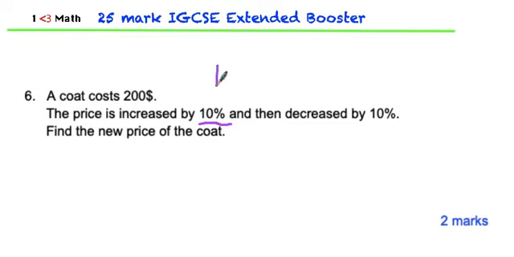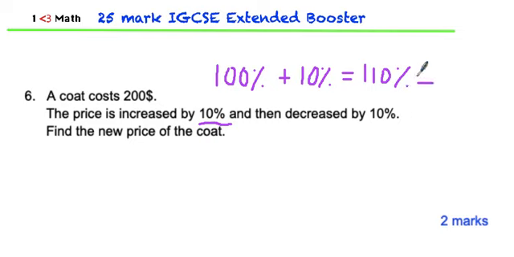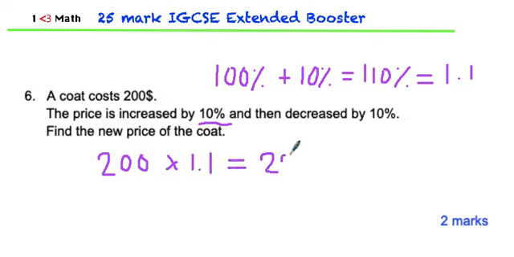So if we're adding on 10%, we are doing 100% plus 10%, which equals 110%. And therefore our first multiplier is going to be 1.1 to increase 200 by 10%. So we do 200 times 1.1 and that equals $220. So after the increase of 10%, the coat is now worth $220.